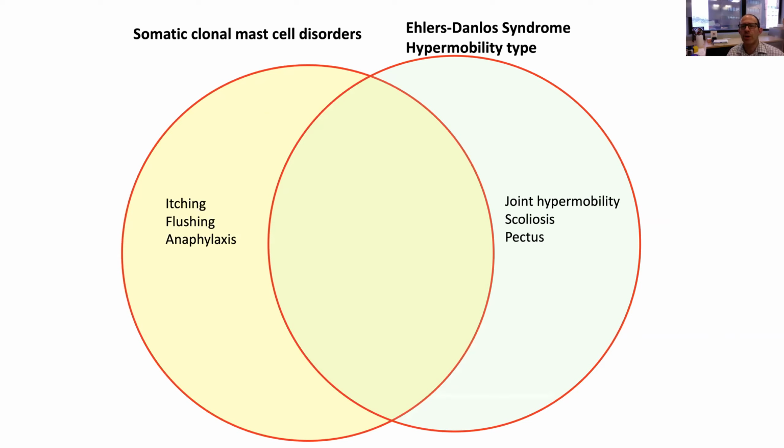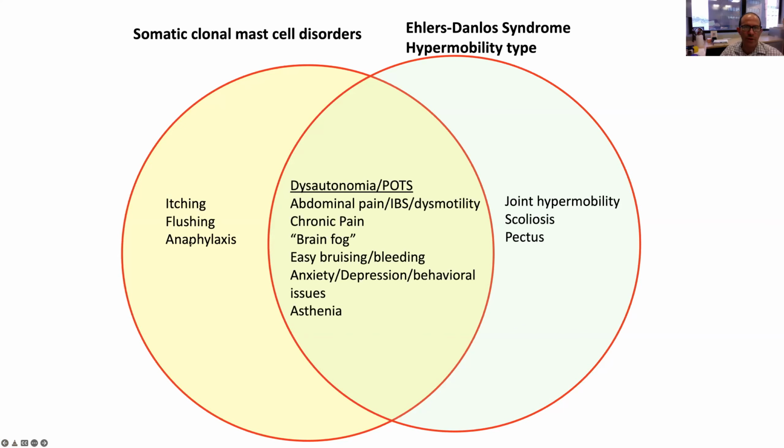But then we also have patients who have joint hypermobility, scoliosis, maybe some pectus, who then have a list of symptoms, many of which are functional, that overlap with that which you can see in mast cell degranulation disorders like dysautonomia and POTS, abdominal pain and or IBS or dysmotility, chronic pain of all sorts, cognitive disruptions like brain fog, easy bruising and bleeding, which can be seen in both cases, anxiety and depression, behavioral issues, which absolutely can happen in both, as I mentioned, in mastocytosis, and you can see them in lots of reviews of joint hypermobility syndromes, and asthenia, sort of a depressive state or a fatigue state, can be seen in both of these cases.